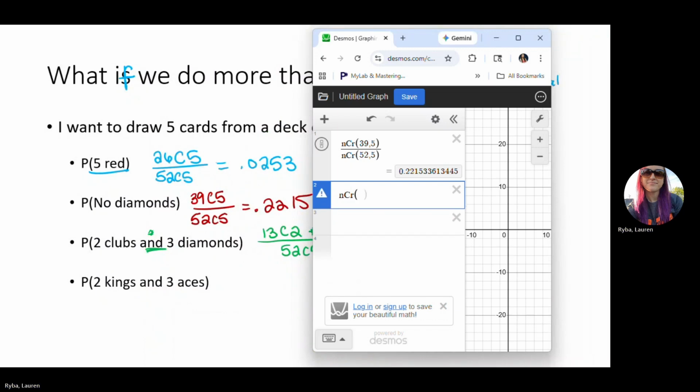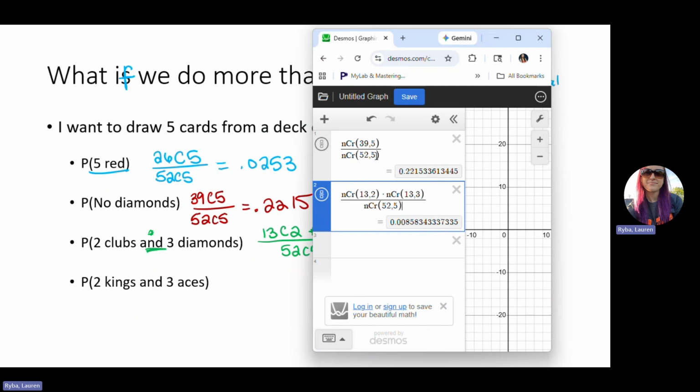nCr 13 and 2. All right, I'm going to put my divide symbol, no, wrong button. All right, just so I can get my denominator so that my whole numerator is together. Times nCr 13, 3, over nCr 52, 5.